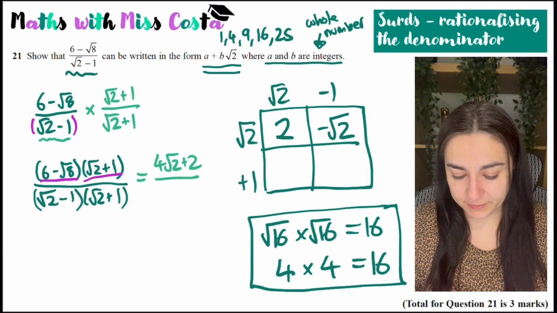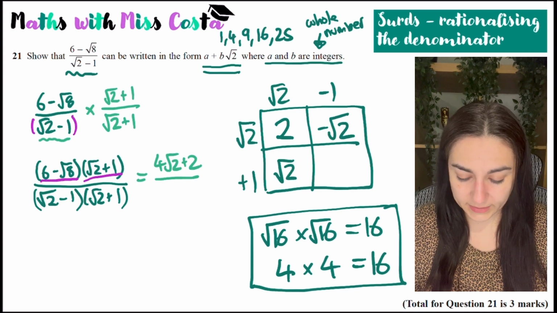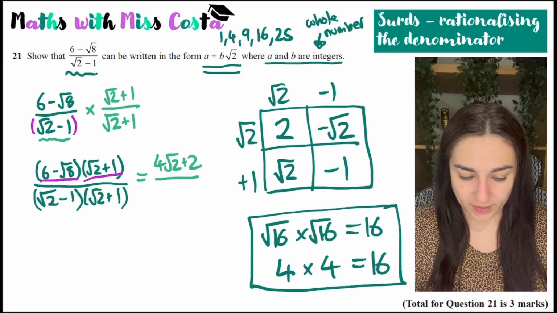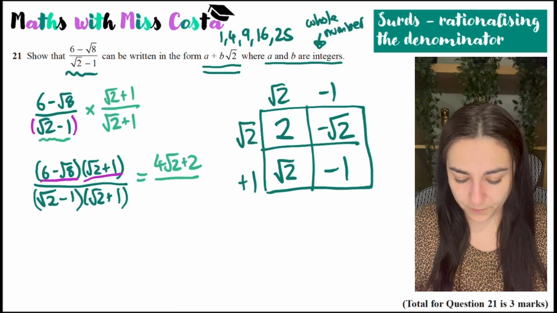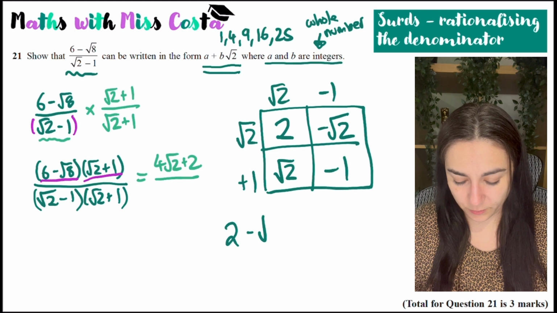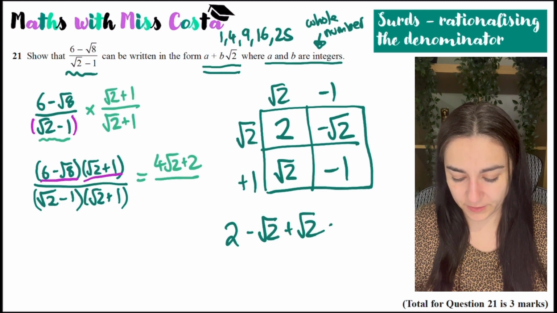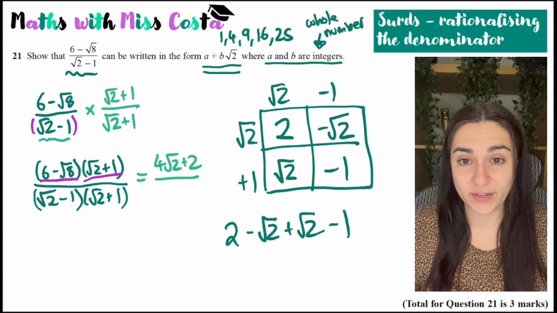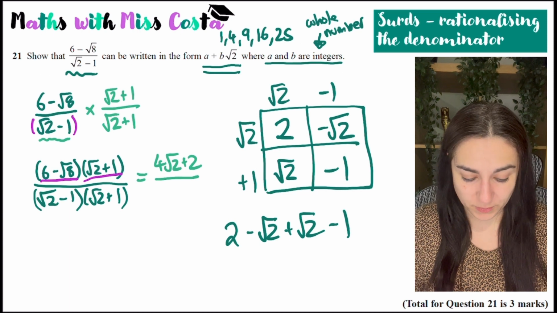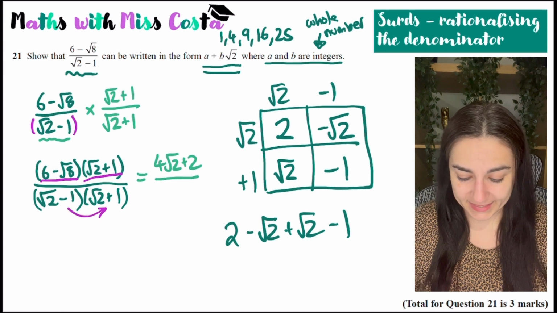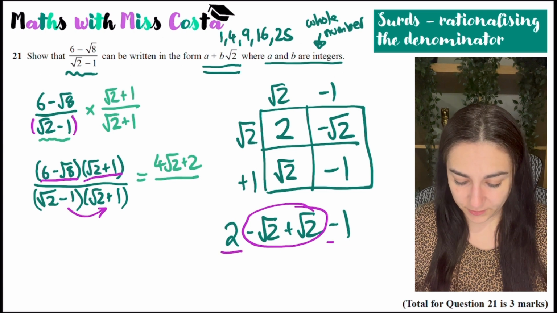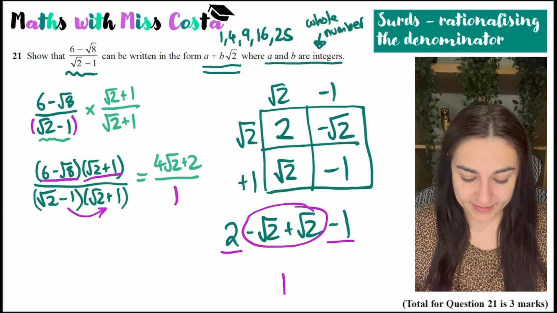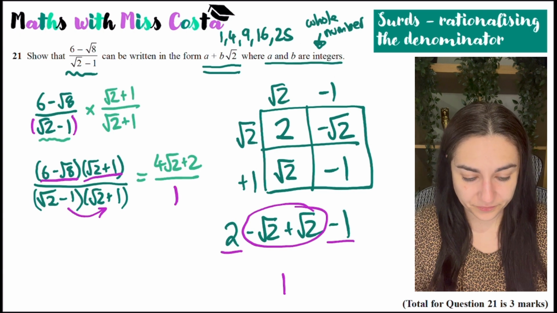That's going to be minus root 2, positive root 2, and then minus 1. So if I just expand that, or write that out, that would be 2 minus root 2 plus root 2 take 1. And that's the whole reason I do the conjugate, where I'm multiplying by the inverse, because these two terms are going to cancel out. So I'd just be left with 2 minus 1, which is 1. So that is what my final surd would be.